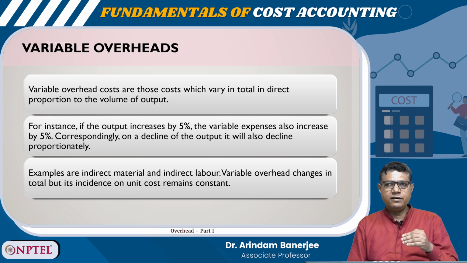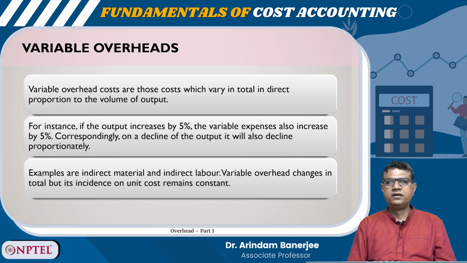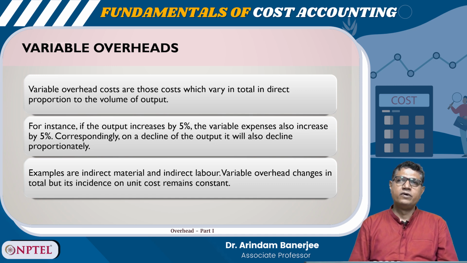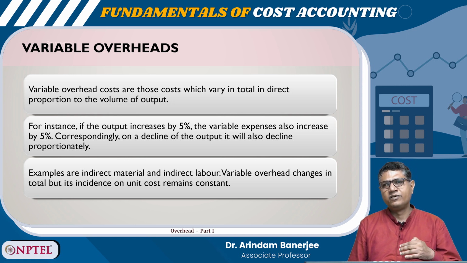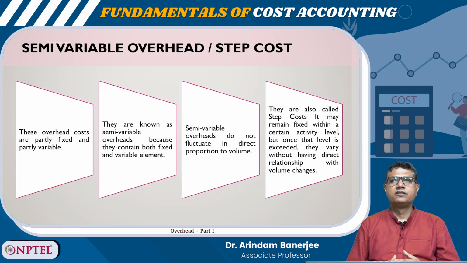So, any overhead, if it proportionately increases and decreases, proportionately changes with the level of activity or level of production, then we call it a variable overhead, right? One example could be the wages to the casual workers who are not directly involved in production, right? So, if the activity increases, their wage bill also increases, otherwise it decreases sometimes.